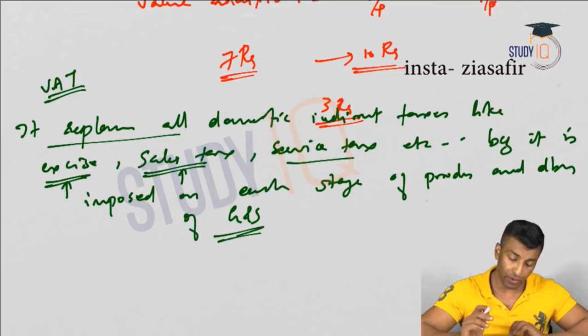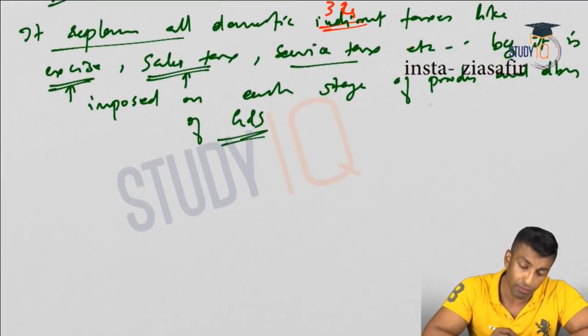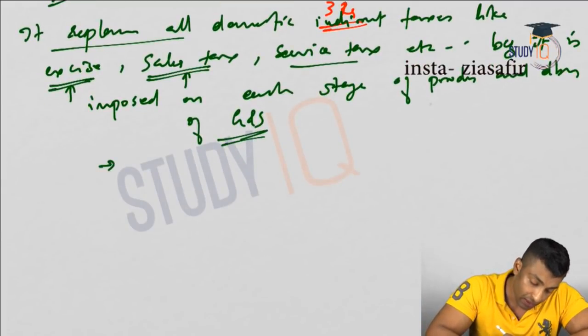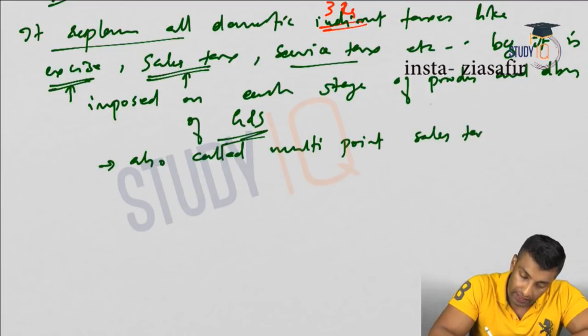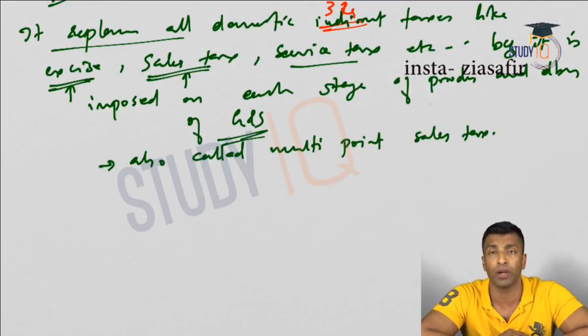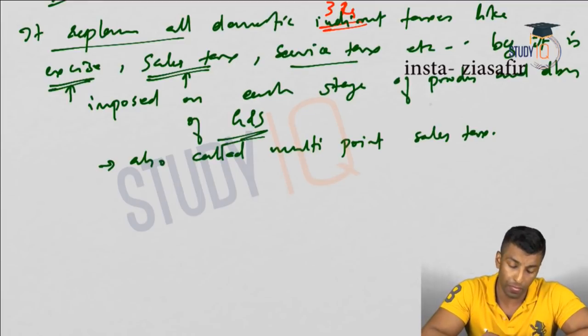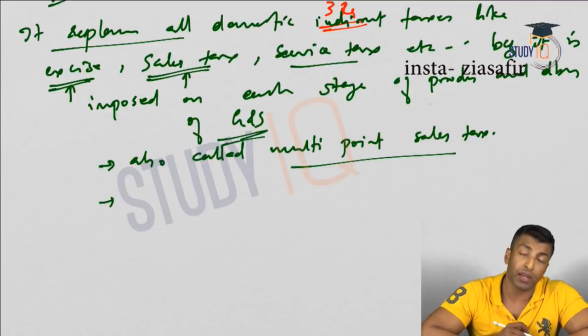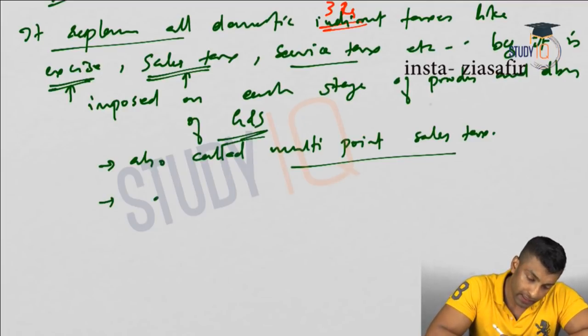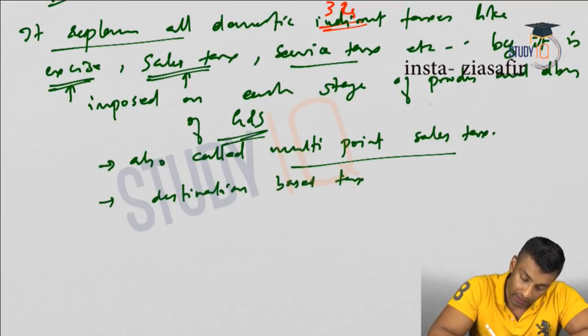So one more point that you can write here is, it is also called multi-point sales tax. Okay, because in every case of value addition it is taxed, so it is a multi-point sales tax. And one more point that you can write here is, it is actually a destination based tax system. Destination based tax system.